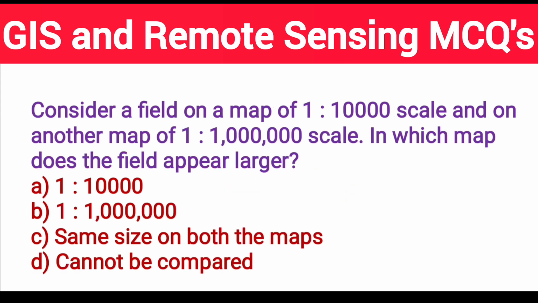Next question, consider a field on the map 1 in 10,000 scale and on another map of 1 in 10 lakh scale. In which map does the field appear larger? Option A, 1 in 10,000. Option B, 1 in 10 lakh. Option C, same size on both the maps. Option D, cannot be compared. So the correct answer is option A, 1 in 10,000, because the map having the larger area, that's why the field appears larger in 1 in 10,000.